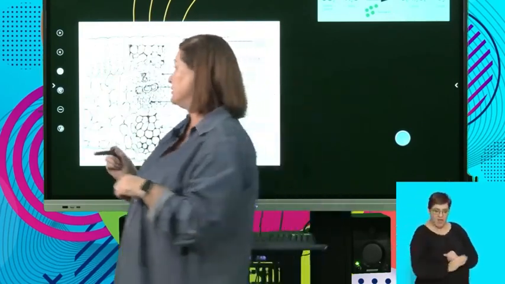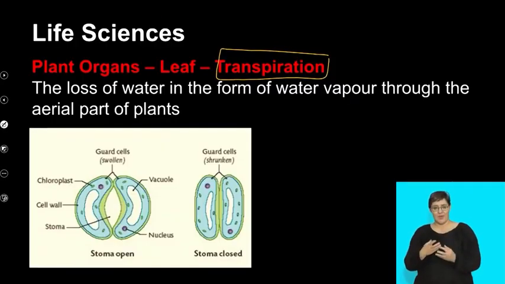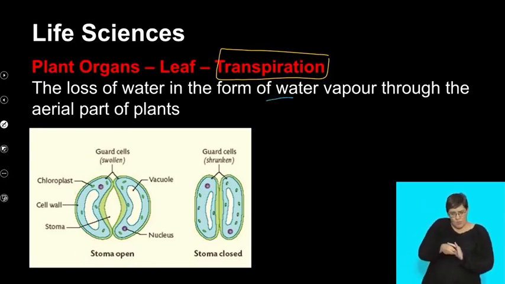Okay, so the first thing we looked at was how a leaf is adapted to photosynthesis. The next concept is transpiration. Now this is going to link to the next concept that we'll do just now, which is the movement of water through a plant. Okay, so let's have a look. What is transpiration?